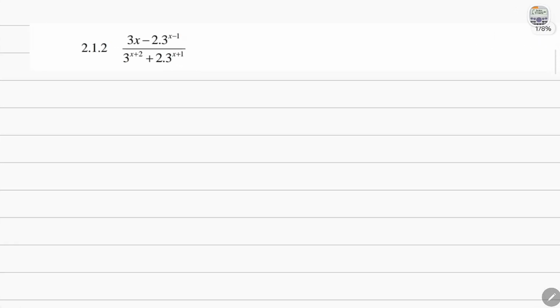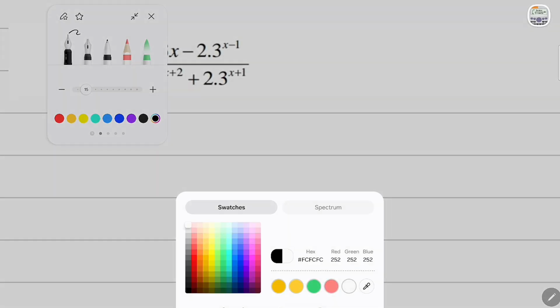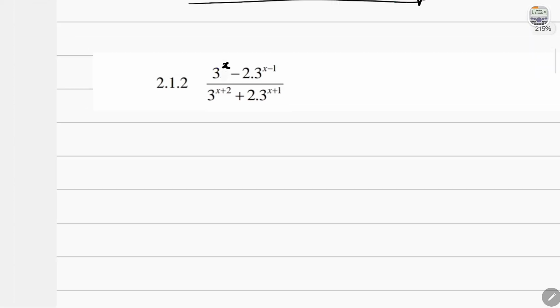The next question, 2.1.2, we have an expression with exponents. I know for a fact they definitely didn't mean this. If not, we would not even be able to work with that. So they clearly meant 3 raised to the power of x, not 3x. So I'll just correct that. They probably meant to the power of x. If not, you wouldn't be able to work with that.